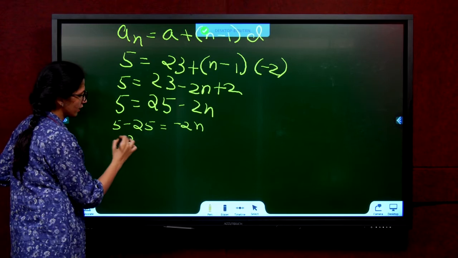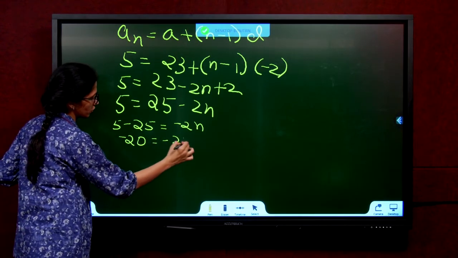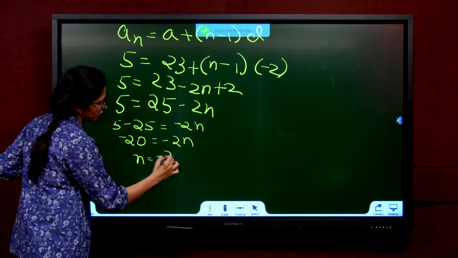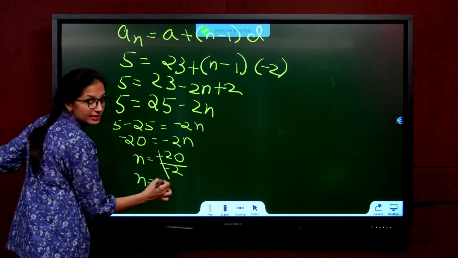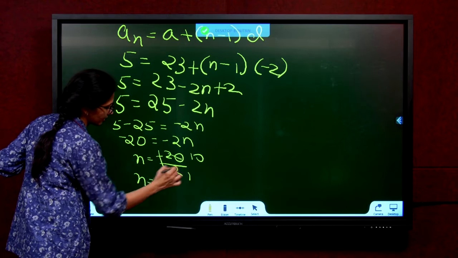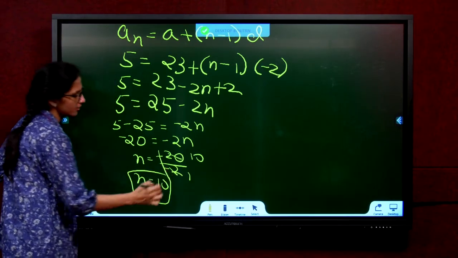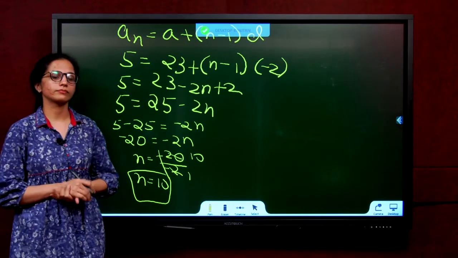5 minus 25 minus 20 is equal to minus 2N. N is equal to minus 20 by minus 2. The minus signs cancel. 2 ones are 2, 2 tens are 10. Therefore, there are 10 rows.